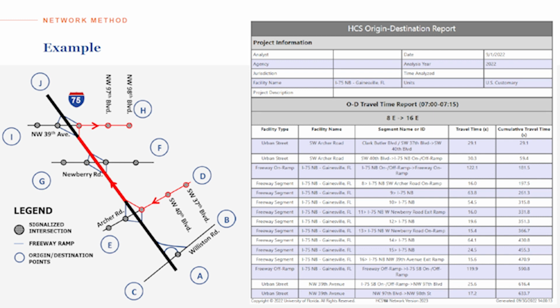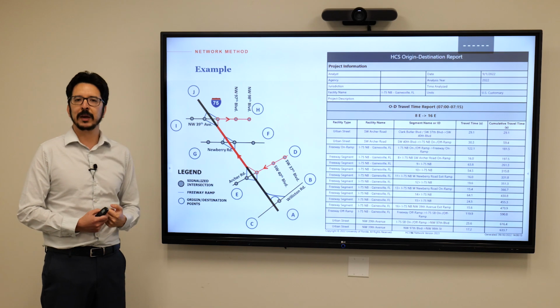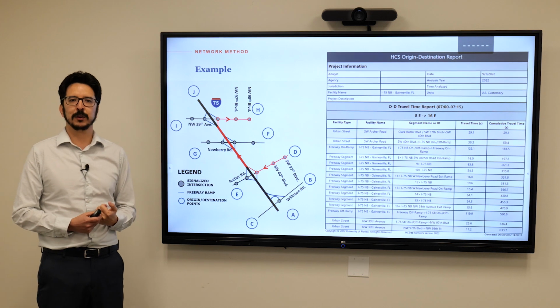So between points D and H, the software lists every single segment that's traveled in the trip, in the sequence, and you can see for each one of them there is a computed travel time, and in the rightmost column the cumulative travel time, and by the end, the last row, that will be the total travel time of your trip. So you can do this for every single combination of origin and destination points in your freeway, and that's what we have in the new release of the highway capacity software.